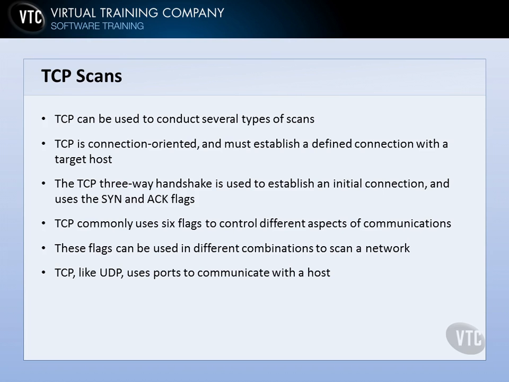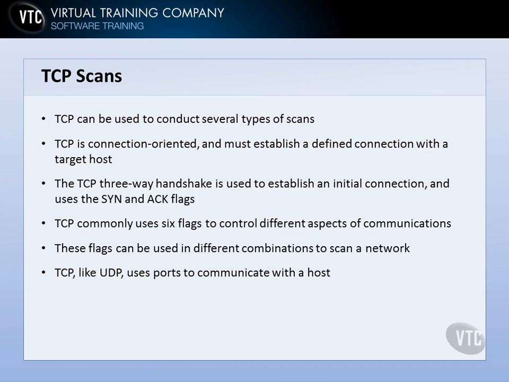So we use the three-way handshake in TCP, obviously, not in UDP or ICMP, and there are 6 flags that we use to control different aspects of communication. There's actually more flags than that. There's 8 flags altogether, but we commonly see 6. Now, these flags basically are bits that are on or off in a TCP segment, and you could turn on all 6 at once or leave none of them on, or turn different combinations of them on and off.